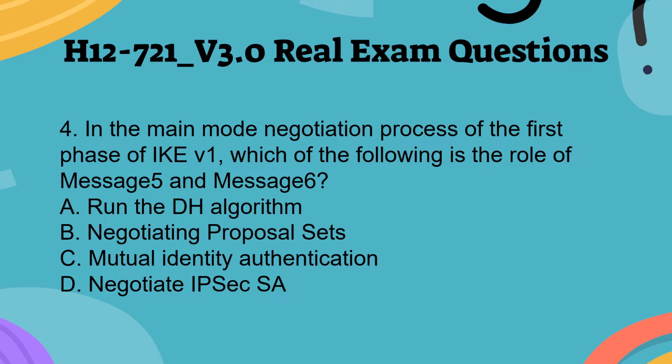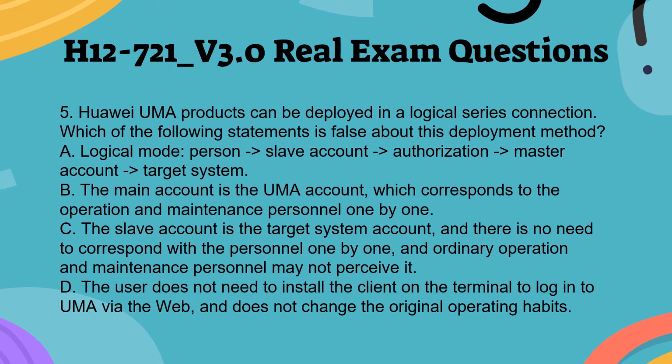4. In the main mode negotiation process of the first phase of IKE v1, which of the following is the role of Message 5 and Message 6? A. Run the DH algorithm. B. Negotiating proposal sets. C. Mutual identity authentication. D. Negotiate IPsec SA.